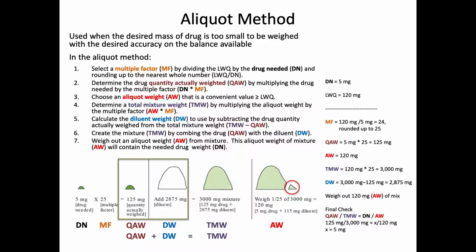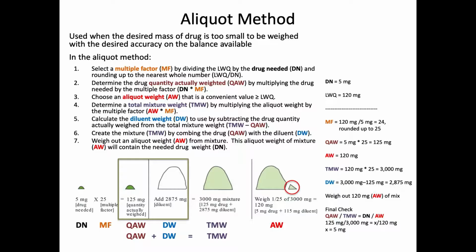Now, the next step is to determine the QAW, which stands for the quantity to actually weigh. Q for quantity, A actual, W weigh. This is the quantity of our drug. Remember, we said we can't just weigh our 5 milligrams. So instead of 5 milligrams, what we're going to actually weigh is the drug needed, 5 milligrams, times the multiplication factor. So the quantity to actually weigh is the DN times the MF. 5 milligrams times 25 means that of my drug, I am actually going to weigh 125 milligrams.